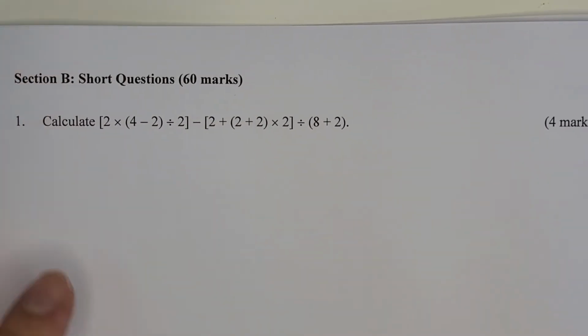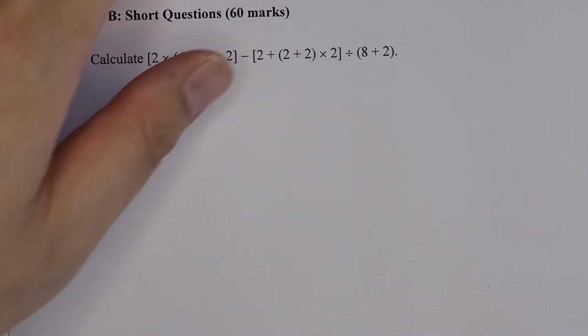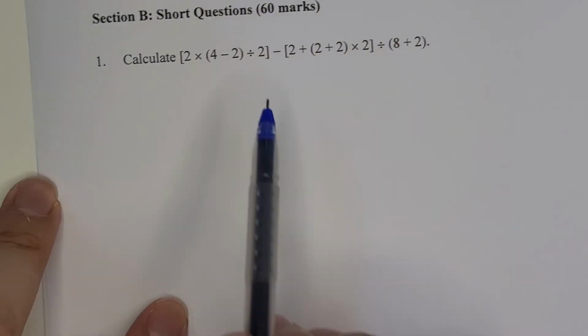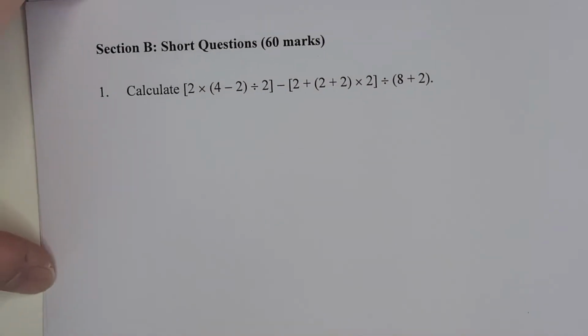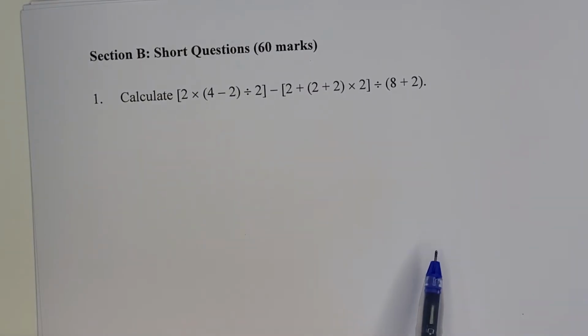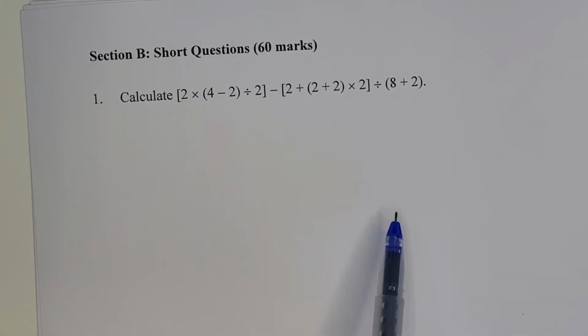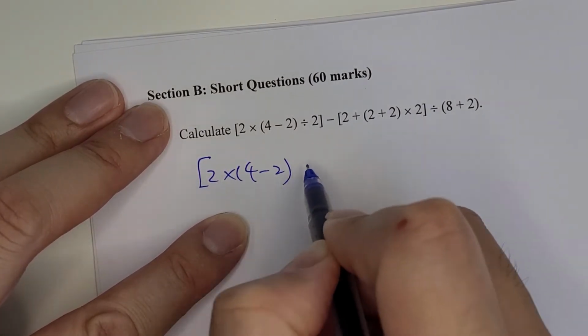For question number 1, calculate these expressions. Okay, you should follow some rules. That is, you should perform the multiplication and division from left to right, and hence perform the addition and subtraction later. But one of the very important priorities is you need to simplify something inside the small brackets at the very beginning. So let's copy the original question.